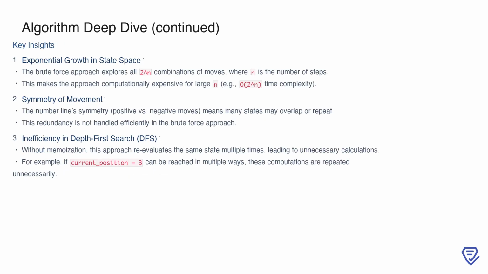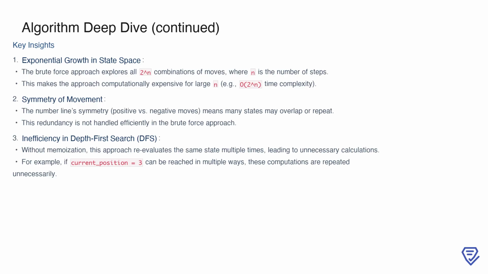The brute force approach provides a way to solve the problem, but it has significant limitations. One major insight is the exponential growth of the state space. Since each step has two possible moves, the algorithm explores 2^n combinations, where n is the number of steps. This exponential growth results in a time complexity of O(2^n), which becomes computationally expensive as n increases.